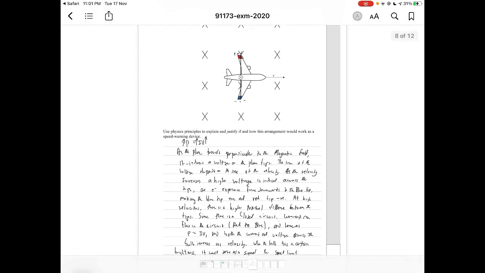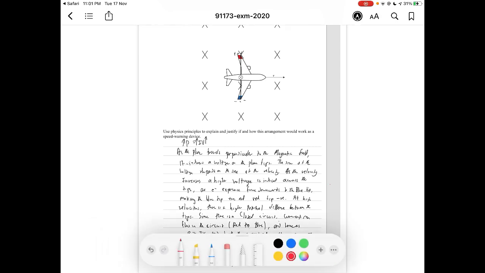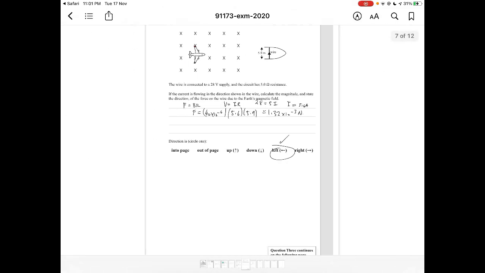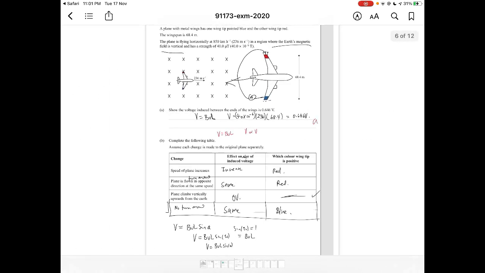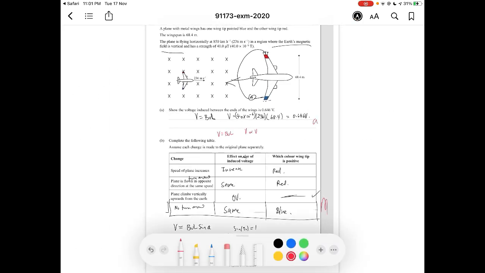And that's really all you need to say for this question, and this should be an excellence level question. This is definitely an excellence level question. And for the previous question, this is a merit level question, and this is probably a merit level question as well.